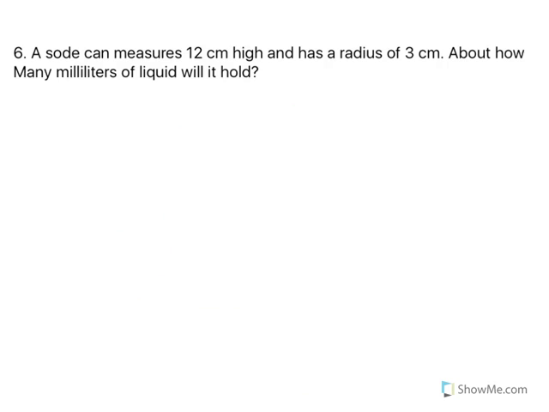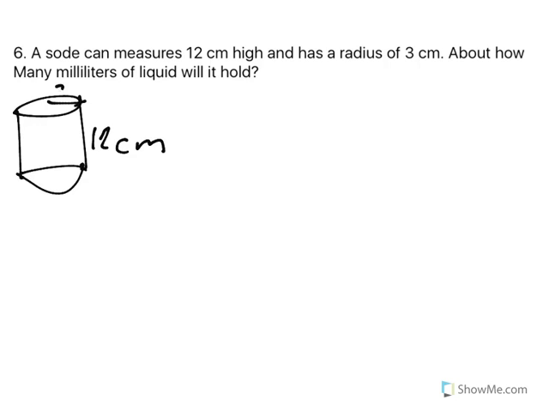Number 6, a soda can measures 12 centimeters high and has a radius of 3 centimeters. About how many milliliters of liquid will it hold? Well, let's see what I know. I know I have a soda can, which is cylindrical in shape. It's 12 centimeters high. The radius, which is half of the circle, is 3 centimeters.